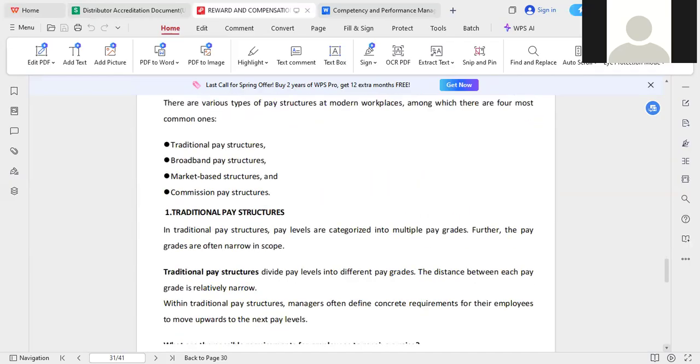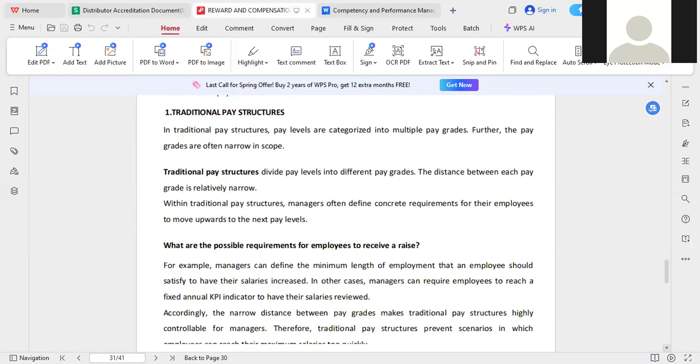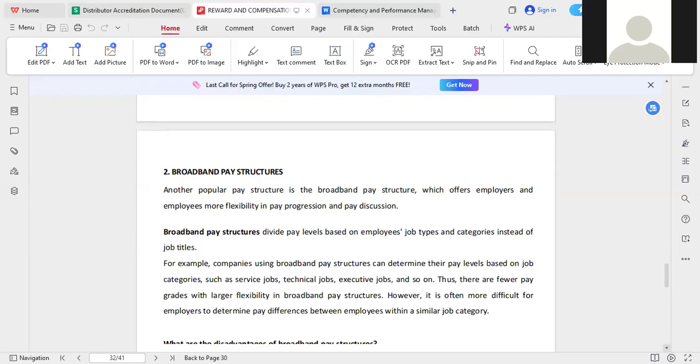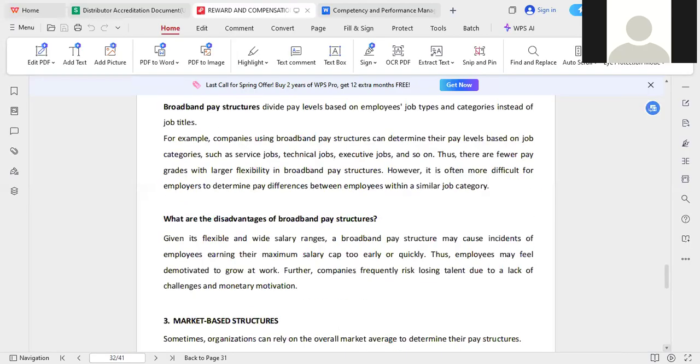So let's look at what we call traditional pay structures, which is based on the conventional layers and grades. Then we have broad pay structures. Now, in broad pay structures, you consider it on a wider scale, which offers employers and employees more flexible pay progression per discussion. Okay, it divides pay levels based on employee jobs, categories and titles. So this one is wider and it gives you more room.